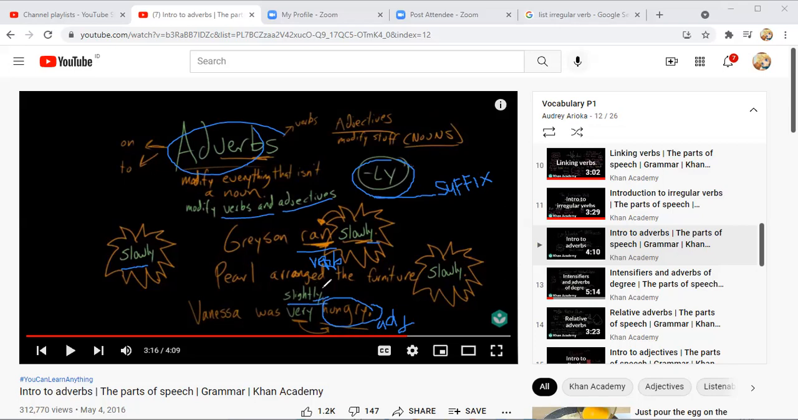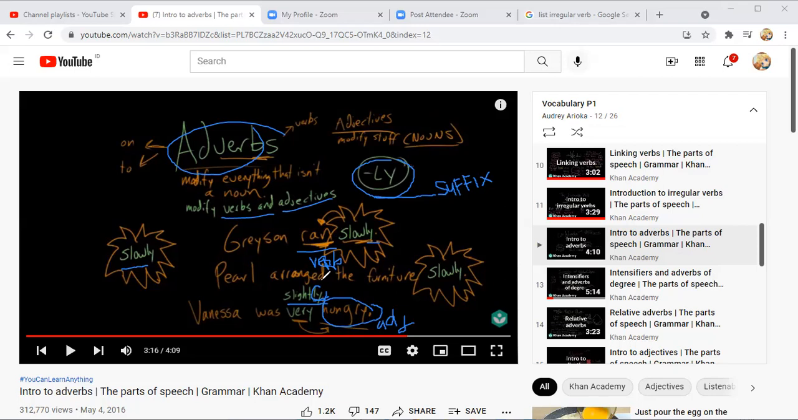And then slightly is another li, right? This thing is modifying ran because, dia kan menerangkan kan dia itu larinya itu kayak gimana sih? Slowly. Kalau misalnya Grayson ran fast, itu juga, dia itu kan fast-nya itu adalah memodifying run, right? It's another adverb. Kan sesuatu yang menerangkan dia itu gimana sih itunya run-nya.